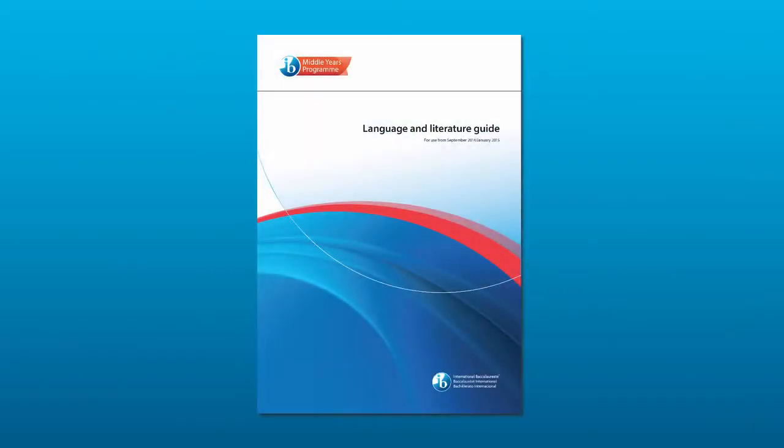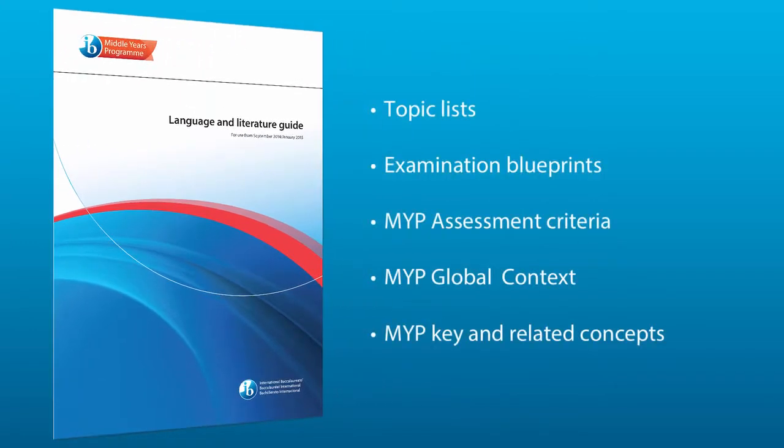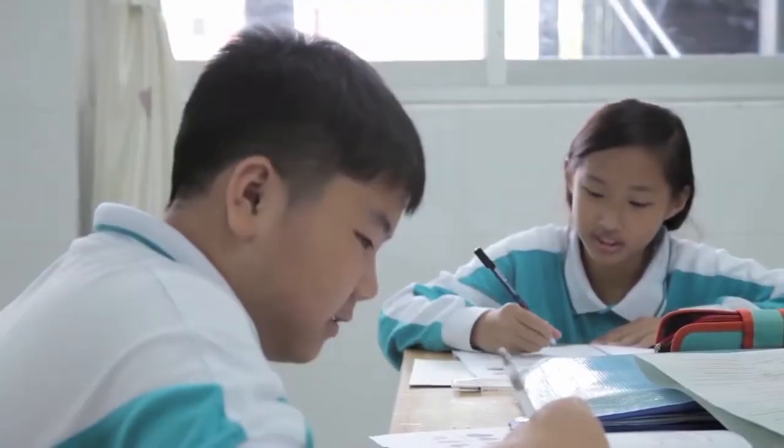MYP on-screen examinations are organised based on common features, with emphasis on structures that promote consistency across subjects. These include topic lists and examination blueprints. They are written to directly assess the knowledge and skills described in MYP subject assessment criteria.